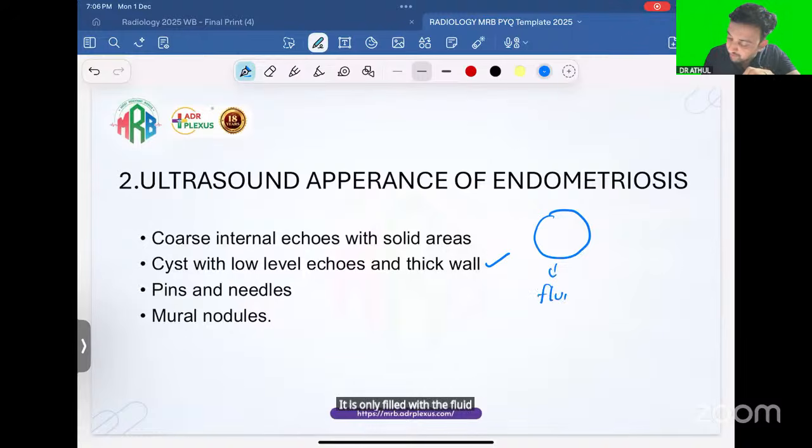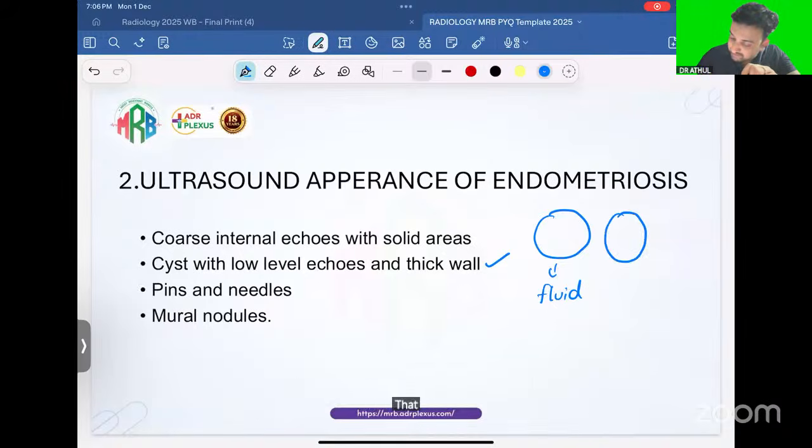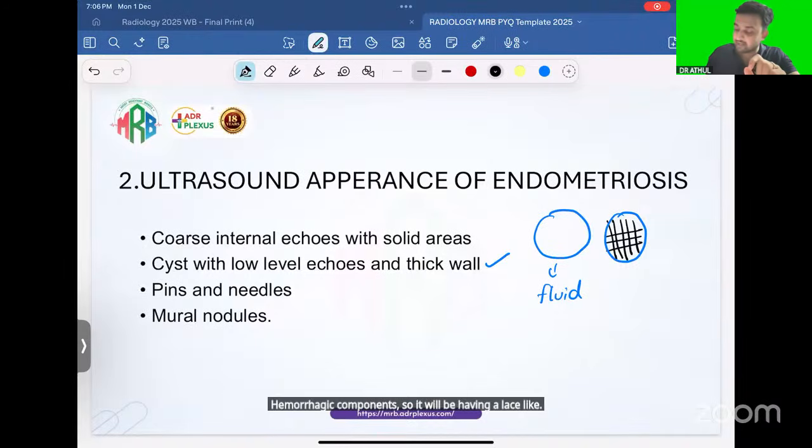So it will not be having anything else. Okay, that is what is simple cyst. Now, coming to the second one, that is the hemorrhagic cyst. So hemorrhagic cyst will usually have hemorrhagic components. So it will be having a lace-like or a reticular pattern in ultrasound.